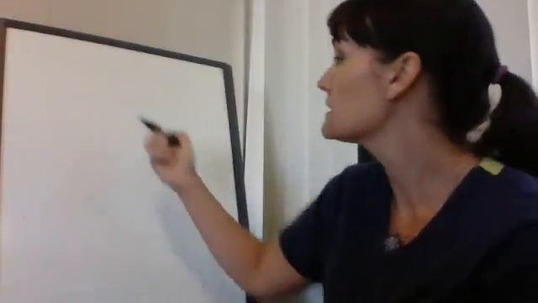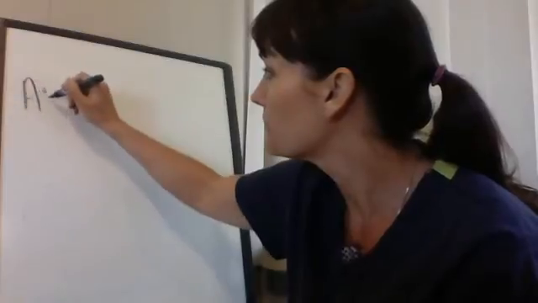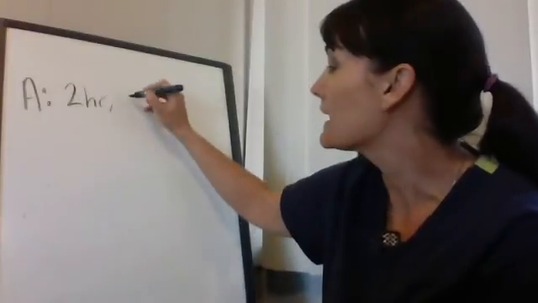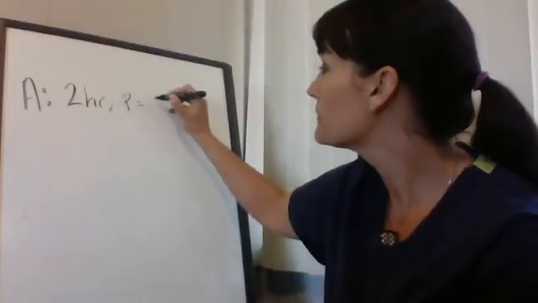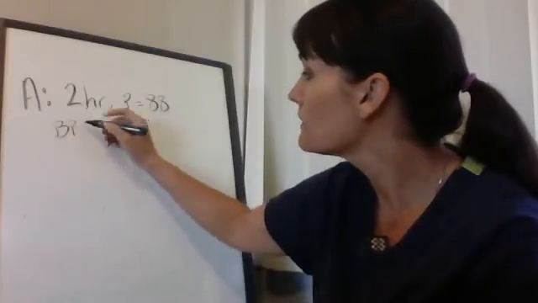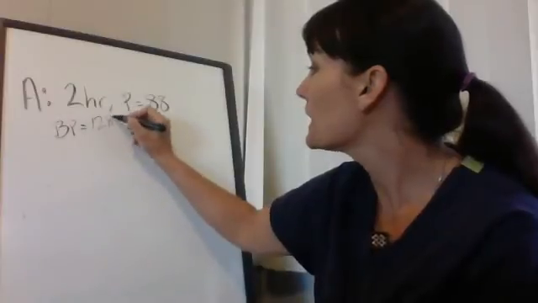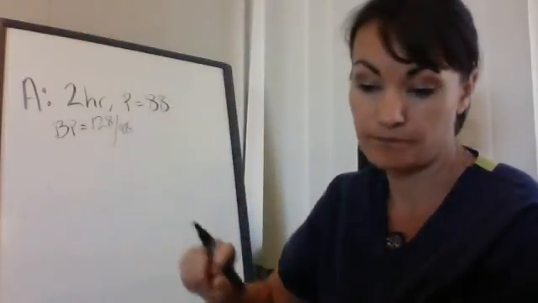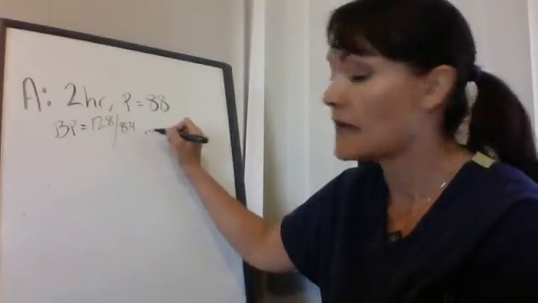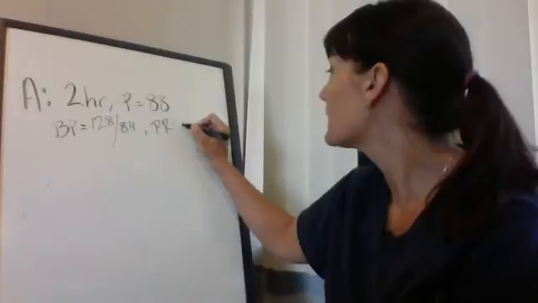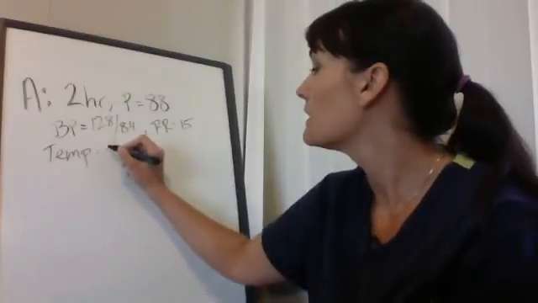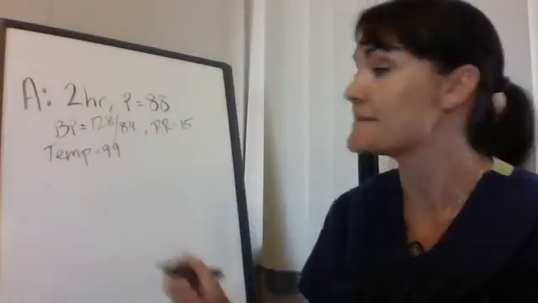Okay, so let's talk about client A. This client is 2-hour post-op, has a pulse of 88, has a BP of 128/84. Sorry, I got that backwards, 84. Has a respiratory rate of 15, has a temp of 99. So that's client A.